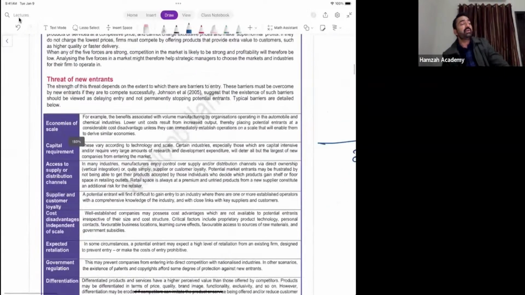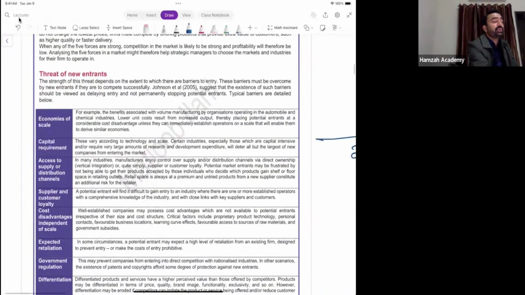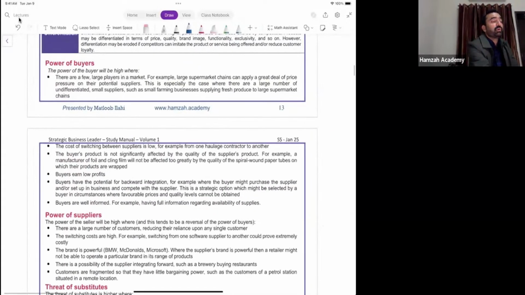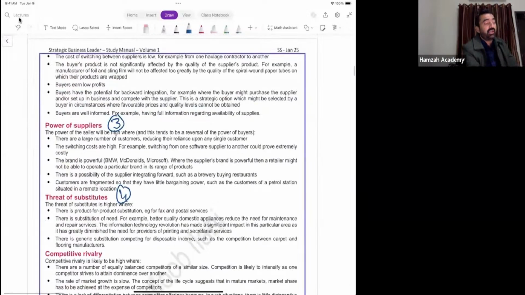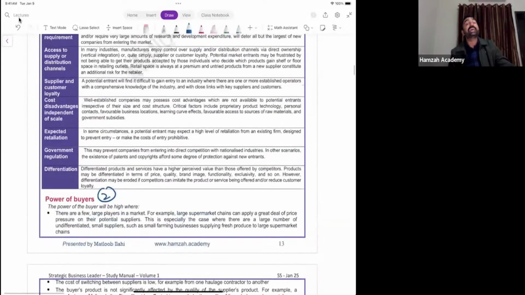So here is the Five Forces model. These five forces are: number one is the threat of new entrants. Number two is the power of buyers. Number three is the power of suppliers. Number four is the threat of substitutes. And number five is the competitive rivalry among existing firms. Any of these competitive forces can be strong or weak. Keep in mind, it is not necessary that all five forces are strong. It is possible that one or two or three of these forces might be strong, leading to intensified competition.